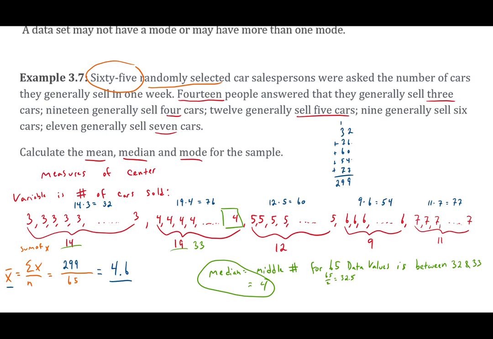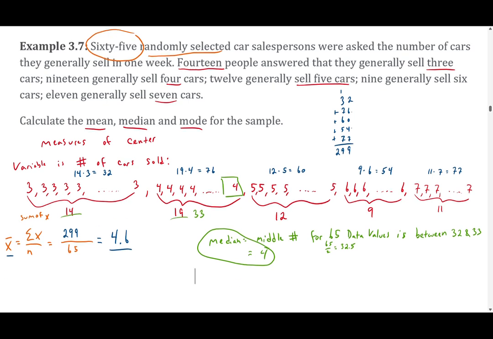And the last thing we need to calculate is the mode. The mode is, again, the value that occurs the most often. In this case, the value that occurs the most often has the highest frequency of 19, so our answer will be 4. So we found the mean, the median, and the mode for this example without using a calculator. If you want to watch the video that shows how to use the calculator, you're welcome to do that. That is available.